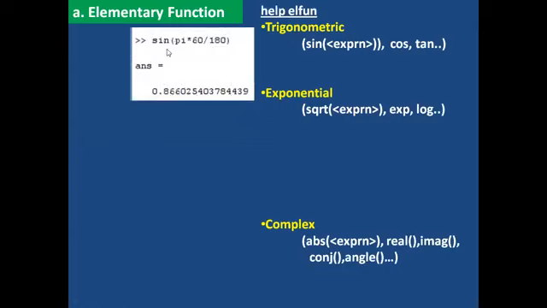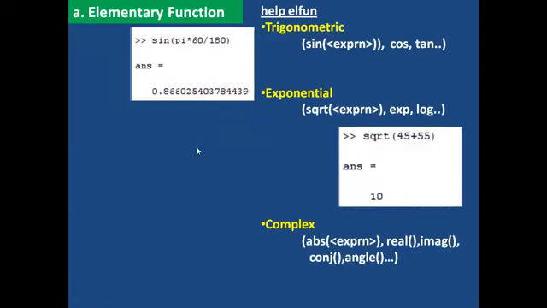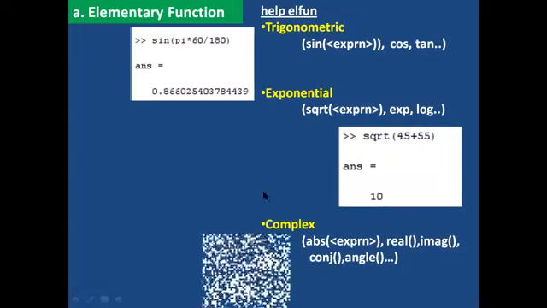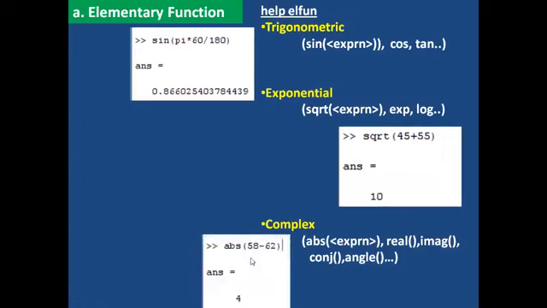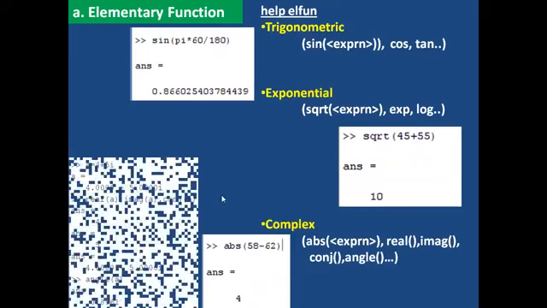Now I want to find the sine value of 60 degrees. The argument passed to calculate sine should be in radians. You cannot give 60 degrees; you have to convert the 60 degrees into radians. So this is the answer. And then I want to find the square root of 45 plus 55. It is 10. And then I want to find the absolute value of 58 minus 62. It is going to be 4.